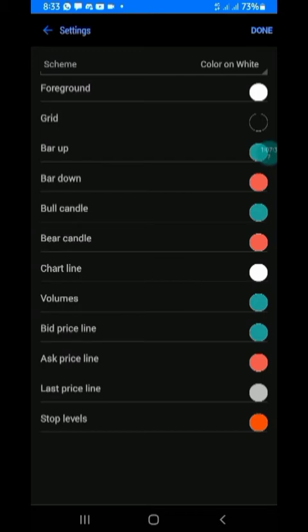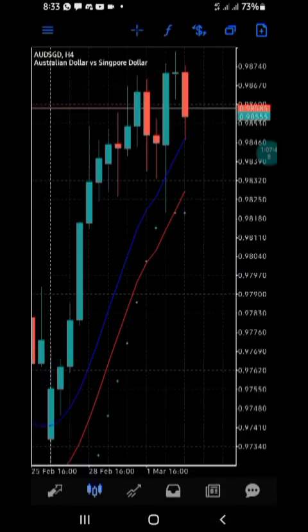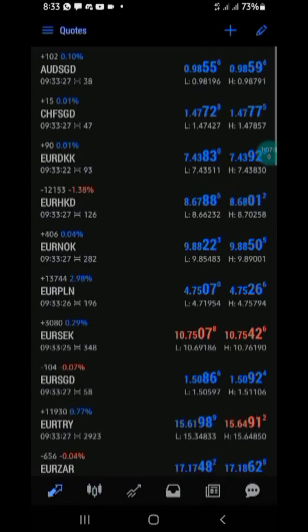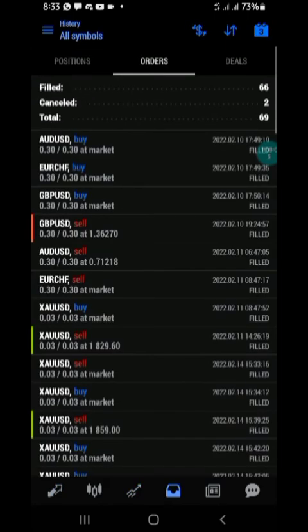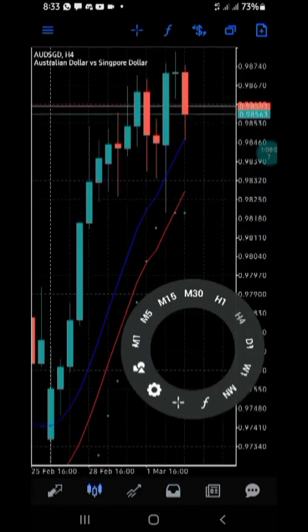The chart line is white. The volumes is green. The bid price is green. The ask price. And this bid price and ask price is what you see at the quote page. This is the bid and ask. So the bid is blue, the ask is red. Ask means you want to sell, and the bid is you want to buy.